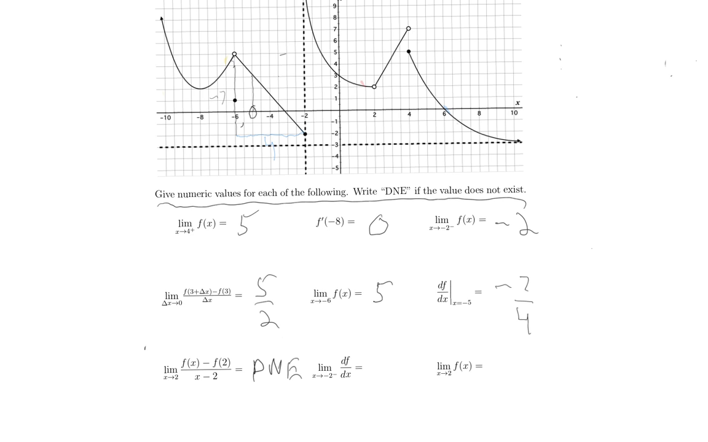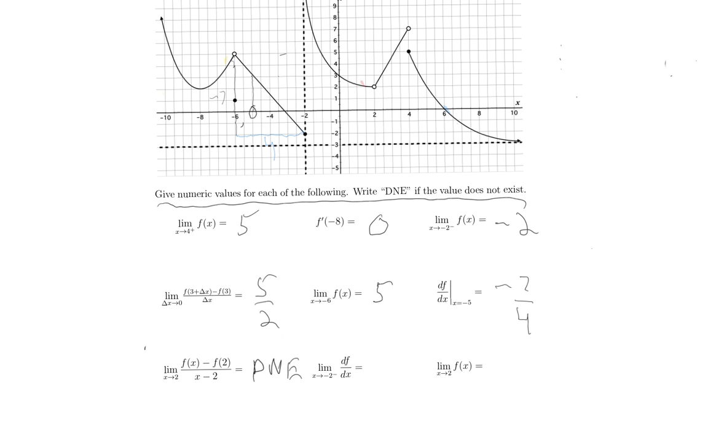Now we are asked to look at the limit as x approaches -2 from the left of the derivative of x. So what we're going to note is that we are asked to find the limit of the derivative from the left, which is good because we have already done something similar.